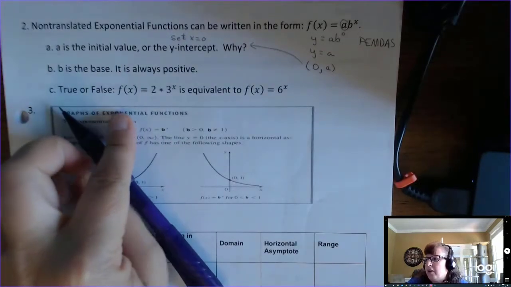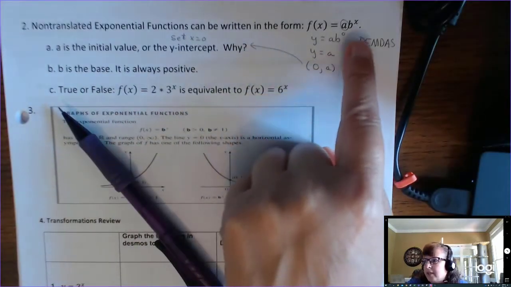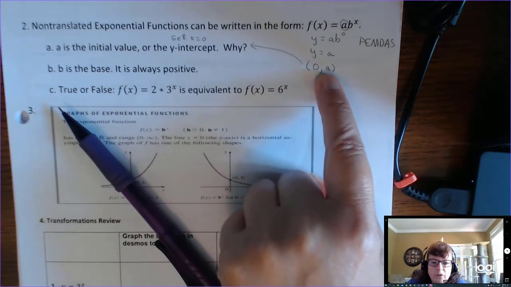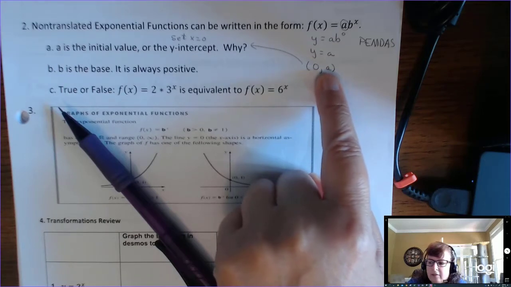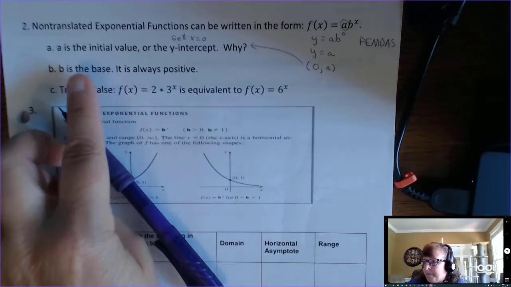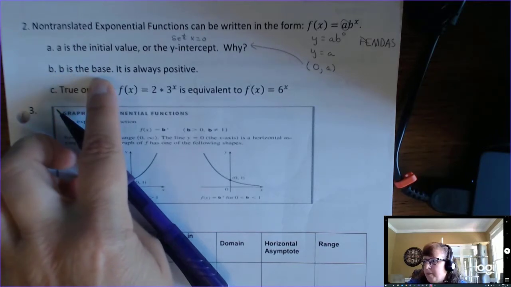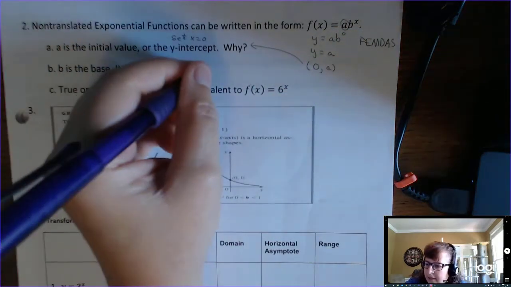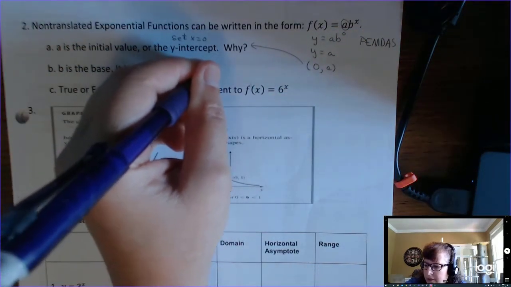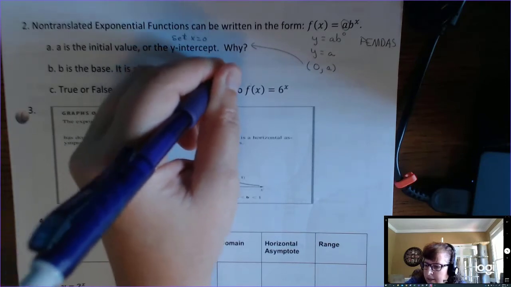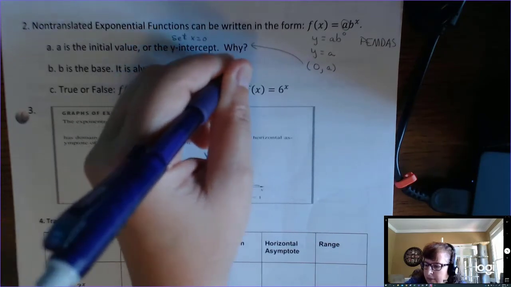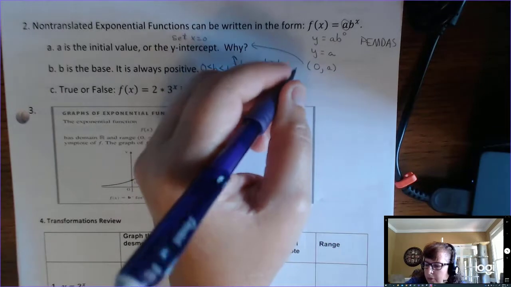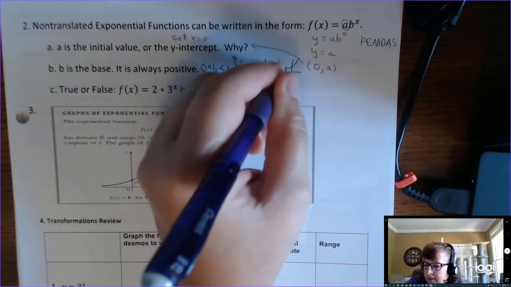In a word problem, I'll call it the initial value, because a lot of times we'll let x be time, and at 0 seconds, it's whatever amount you started with. B is, as you should know, the base. And the base is always going to be positive. So this base is either between 0 and 1, which would give you decay, and that would look like this. Or it's going to be greater than 1, growing, and that would be like this.